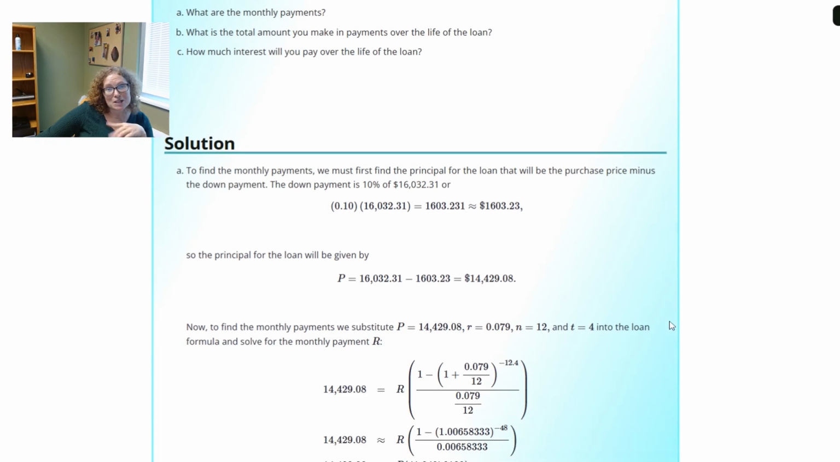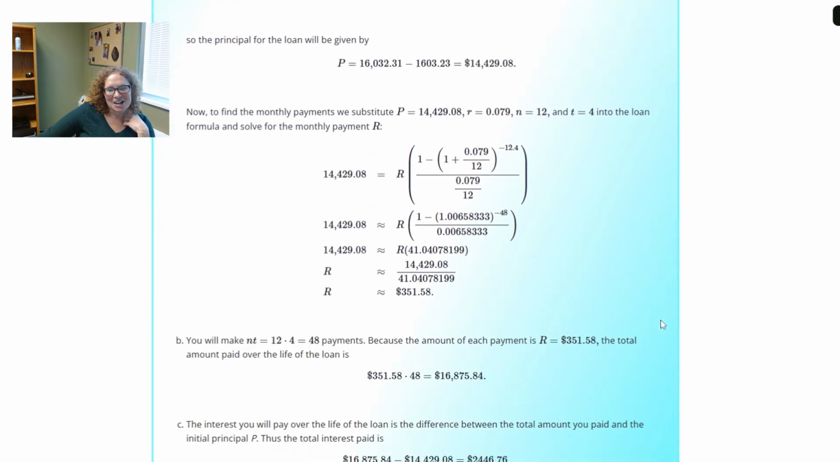What's really cool is most companies will put this out there. Again, we talked about Truth in Lending. They will have these already calculated for you so that you don't have to. But it's good to know, and even double check them to make sure that they give you the right amount. So we just plug those into that formula.